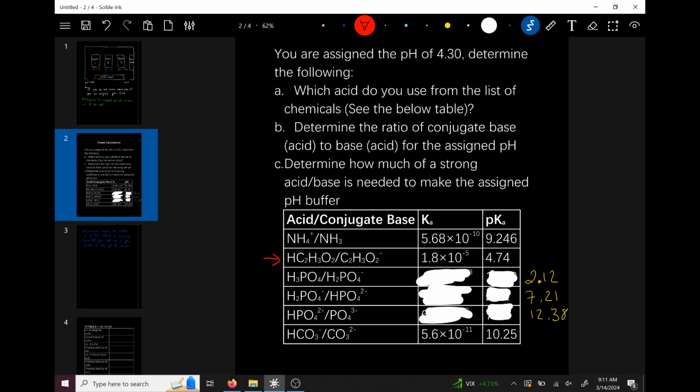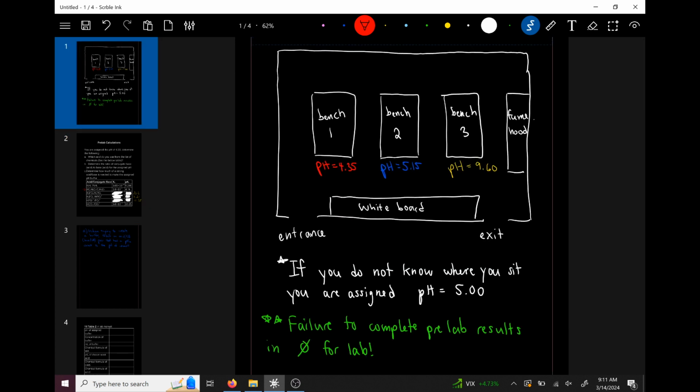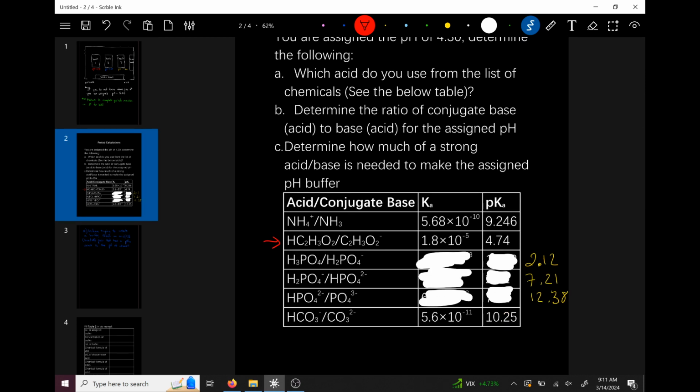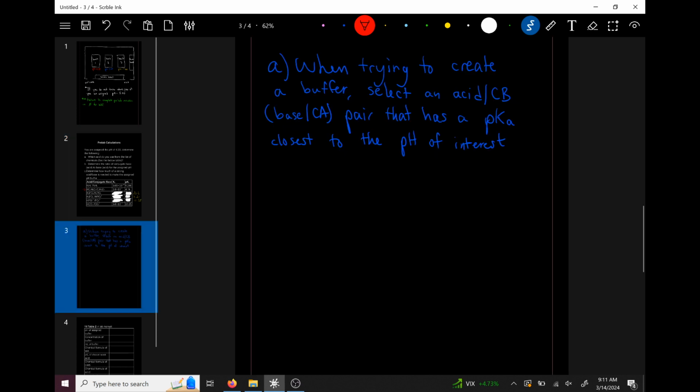Wink wink, if your assigned pH was 4.35, that's going to be for bench 1. I've kind of already told you which acid you want to use, right? And in fact, you could say the same for pH 5.15. And then for pH 9.60, you'll have to do a little bit more thinking. Hint, it's probably ammonia. I pretty much gave everybody the answer to their assigned pH value.